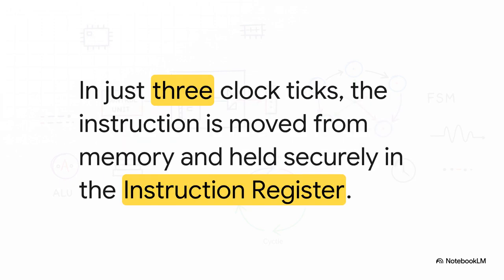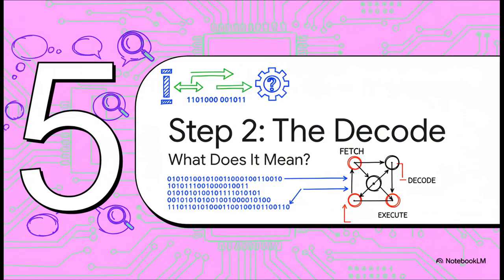So let's just pause and think about what we just did. In just 3 tiny clock ticks, 3 T-states, we have successfully grabbed one instruction from our program in memory and pulled it right into the CPU's instruction register. It's fetched, it's secure, and now it's ready for phase 2. Okay, so the instruction is sitting safely inside the instruction register. What's next? Well, our little FSM moves on to the next phase, decode.